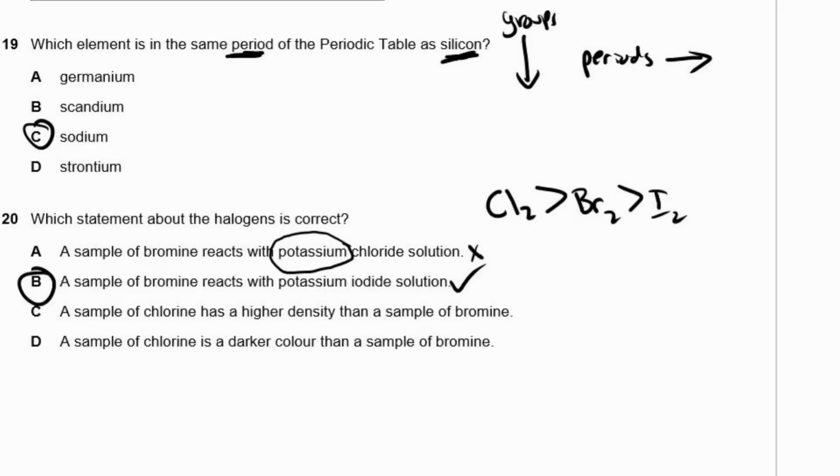A sample of chlorine has a higher density than a sample of bromine. Well, chlorine is a gas and bromine is a liquid, easily turning to a gas at room temperature, but chlorine has a lower density because it's always a gas at room temperature and pressure. So it's not that. And a sample of chlorine is a darker color than a sample of bromine. Nope. Bromine is a yellow-brown color, which is darker than chlorine. So the answer is B.